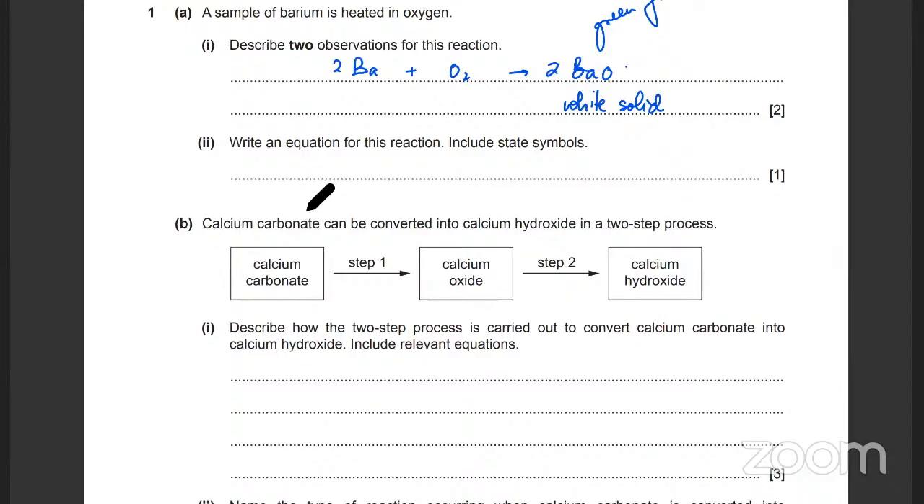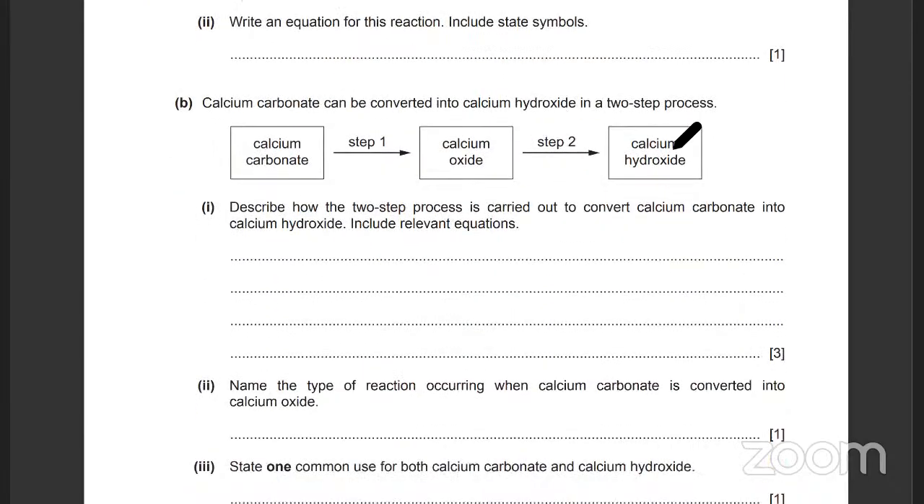Now, calcium carbonate is converted to calcium oxide and then it's turned into calcium hydroxide. Describe how the two-step process is carried out. What are you going to do in step number 1? Thermal decomposition. You're going to heat it and it will decompose. Describe how and include relevant equations. Follow the instructions very carefully.